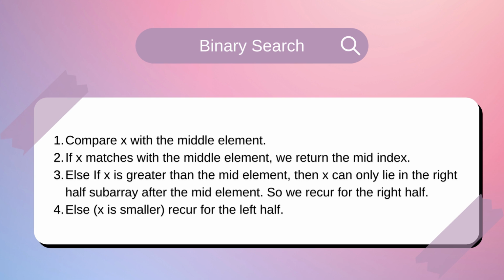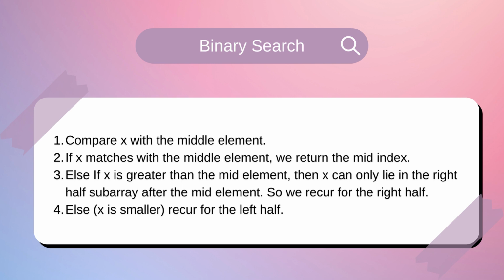Here are the steps for finding the value of x using binary search. First, compare x with the middle element. If x matches with the middle element, we return the mid index. If x is greater than the middle element, then x can only lie on the right half subarray after the mid element, so we recur for the right half. Else, if x is smaller, recur for the left half.